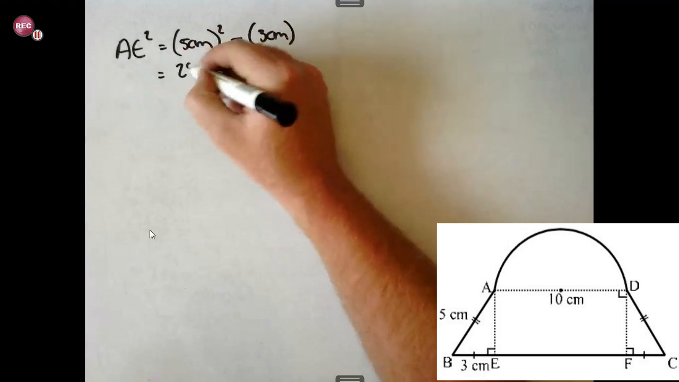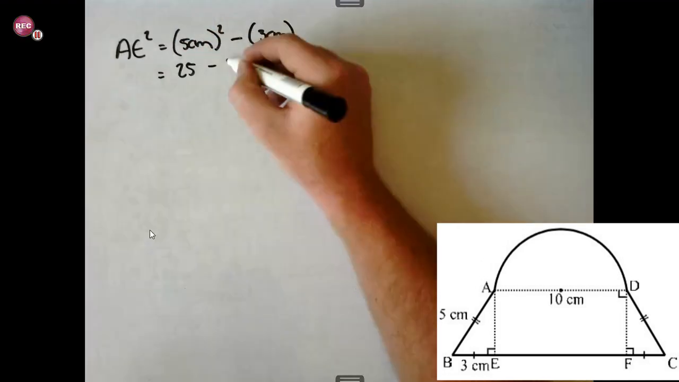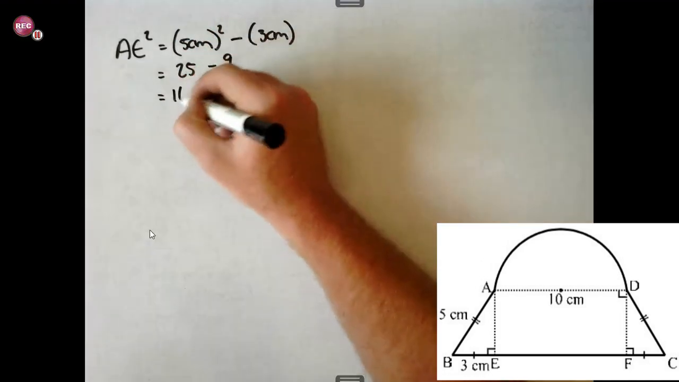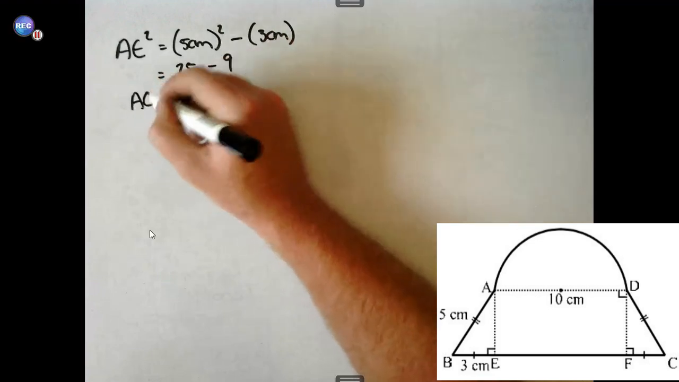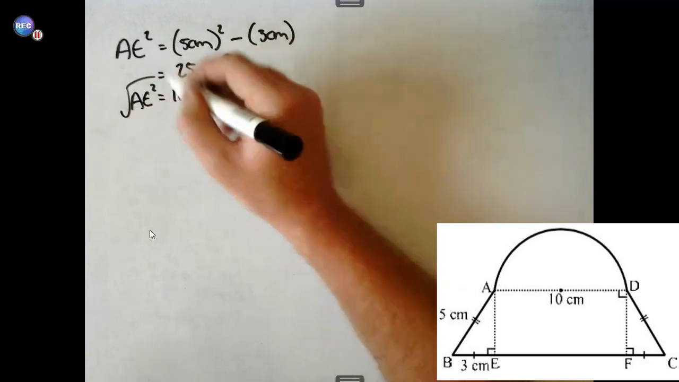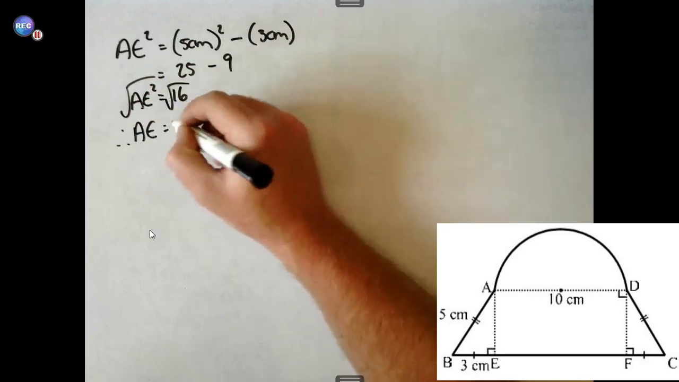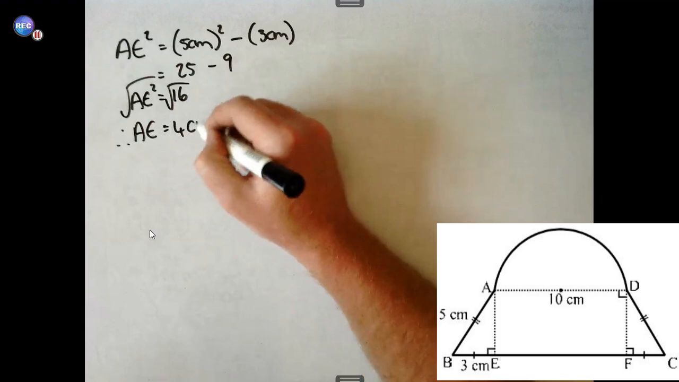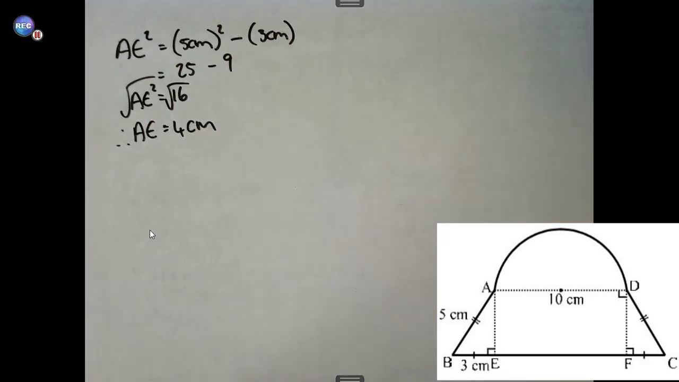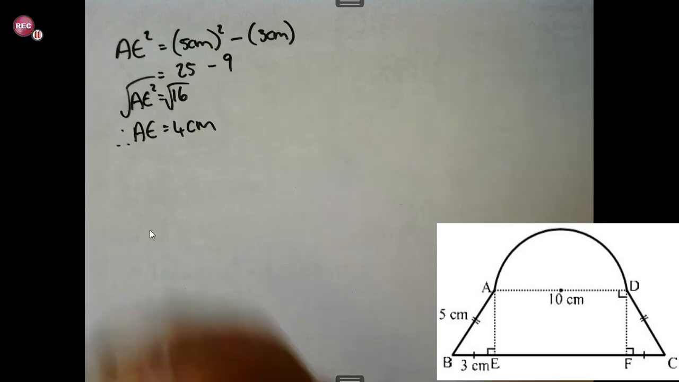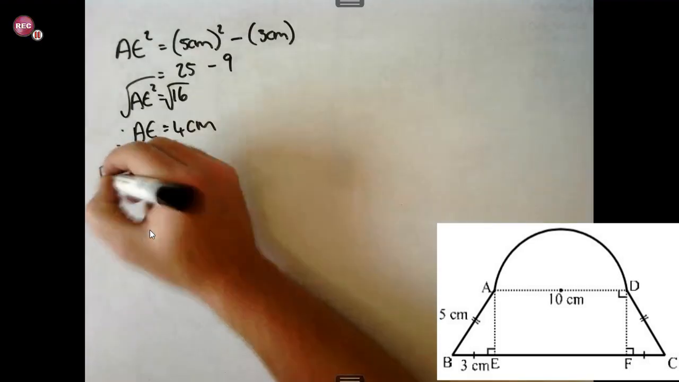That will be 25 minus 9, and that should give you 16. But remember, you don't want 16, so you need to square root. So therefore AE is equal to 4 centimeters in this regard. So the height is 4 centimeters. Okay. Now to calculate the perimeter of this shape.